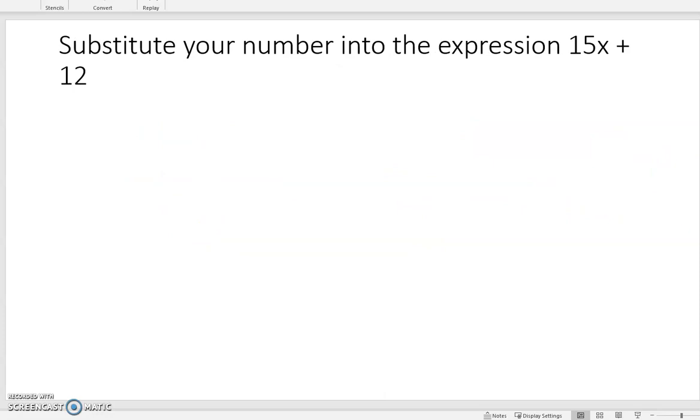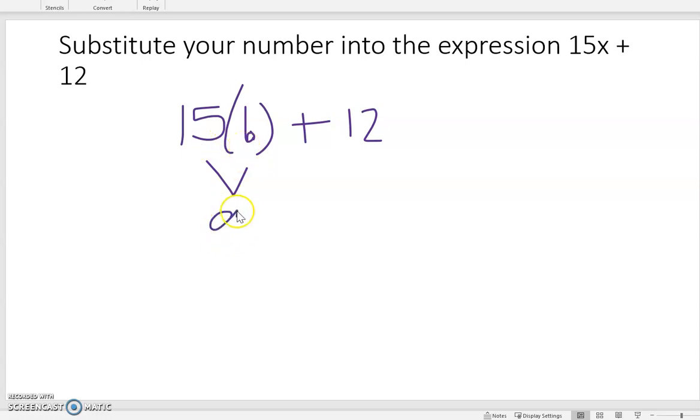Right, your last slide asks you to substitute your number into this expression. So what I'll do is replace x with my number 6. Remember 15, the coefficient of x, or in this case 6, is going to multiply. So this is really 15 times 6, which is 90. Then we add our 12, get 112.